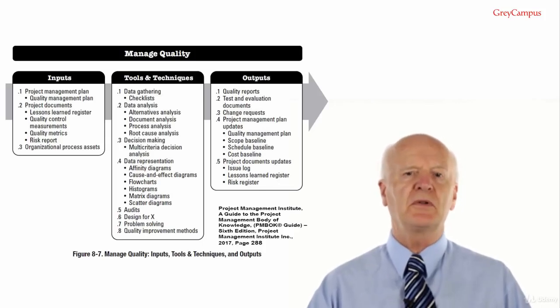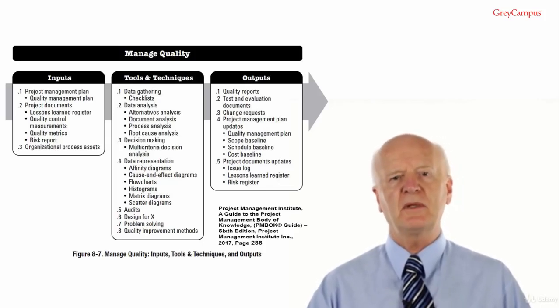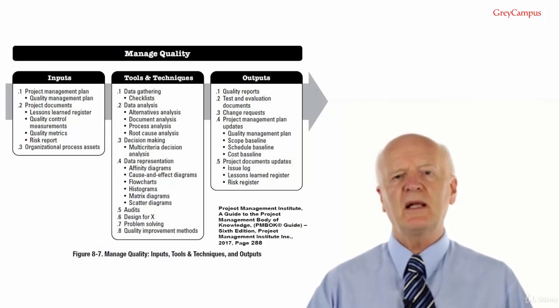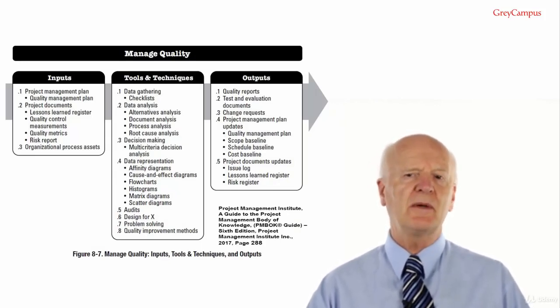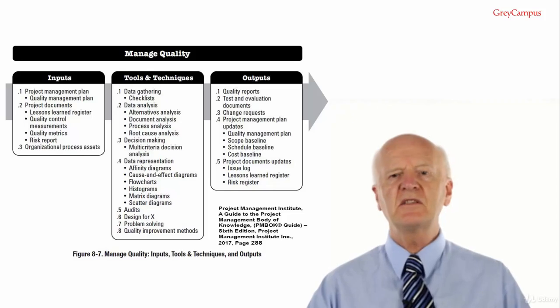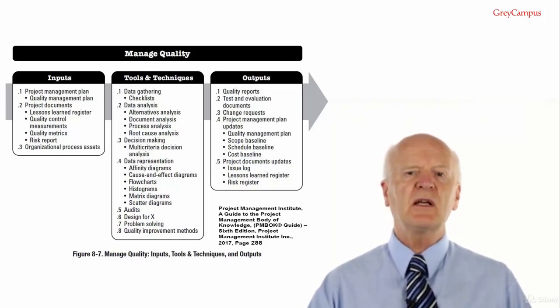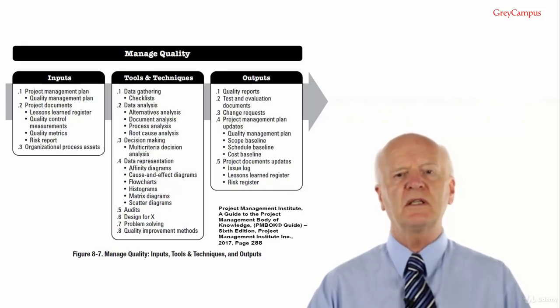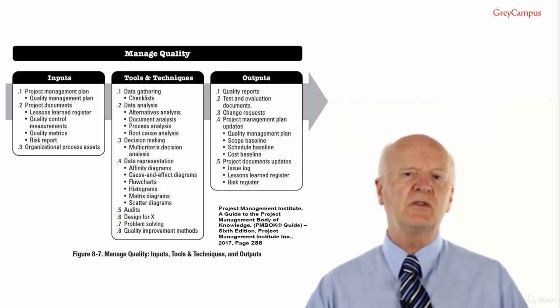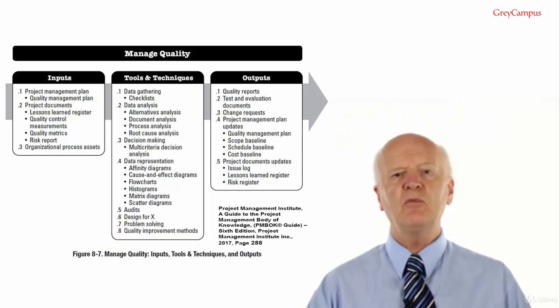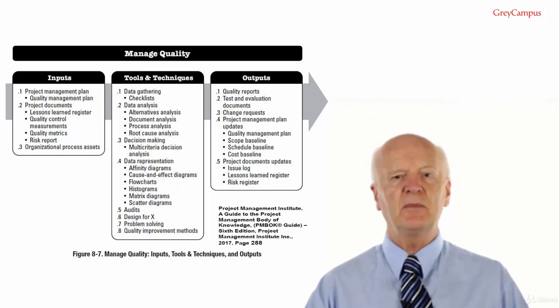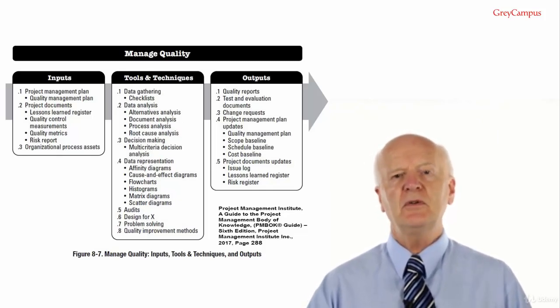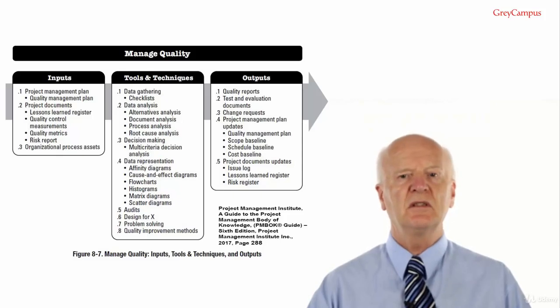Manage quality inputs. Number 1, the project management plan. Project management plan components include the quality management plan. This defines the acceptable level of project and product quality and describes how to ensure this level of quality in its deliverables and processes. The quality management plan also describes what to do with non-conforming products and what corrective actions to implement. Number 2, project documents.